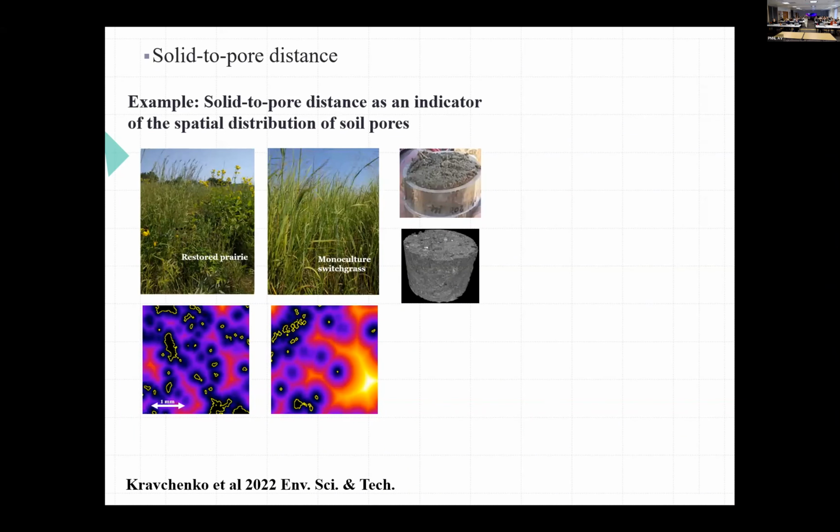Another very brief example from our lab. Again, it's the same experiment as the one I told you about that Kravchenko was on. It's restored prairie versus monoculture switchgrass. And these two colored image examples represent the pores. So the black areas with those yellow outlines, these are the pores visible at our image resolution.